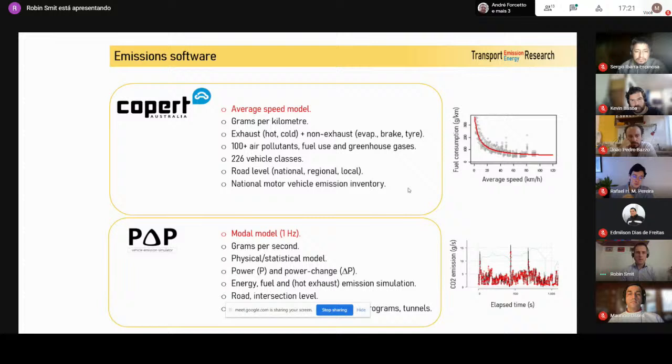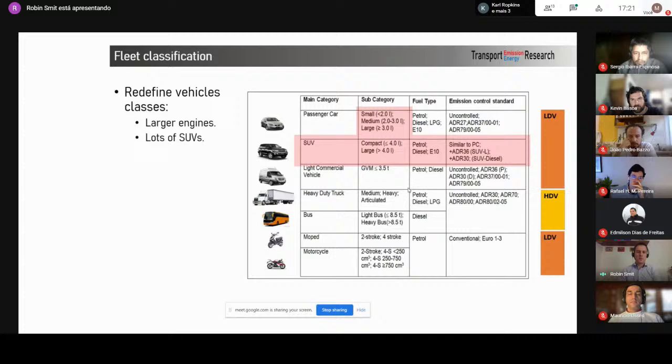Now, one of the main changes we did in Copert Australia versus Copert is to redefine the vehicle classification. And vehicle fleet classification is very important. In Australia, we are more like a US fleet with lots of SUVs and vehicles having larger engines, which you can see in the plot. So, for example, we added SUVs as a whole new category, but we also redefined the engine capacity ranges used in Copert, so made them larger.